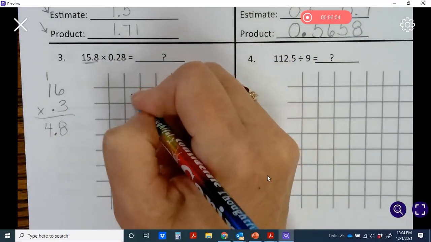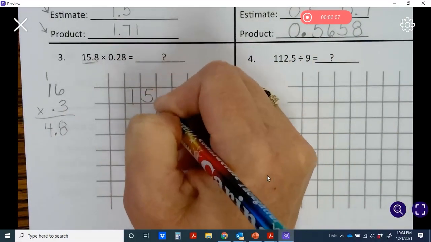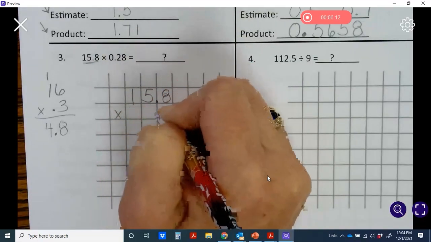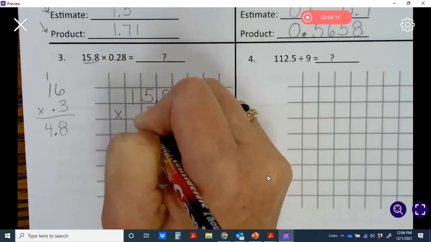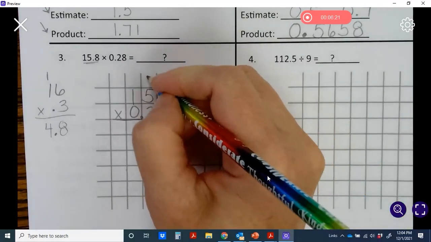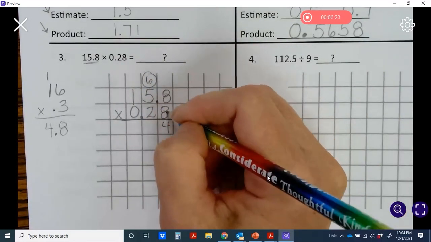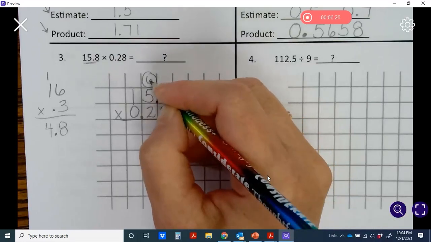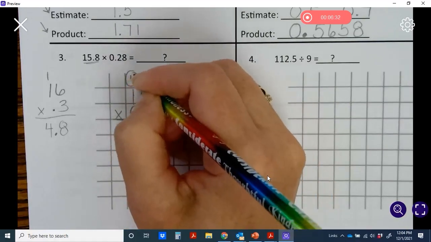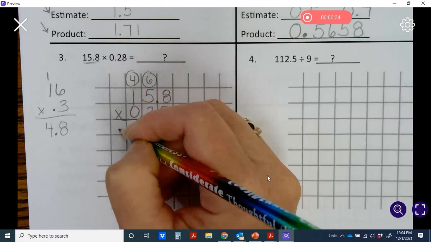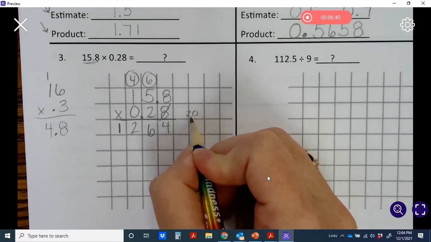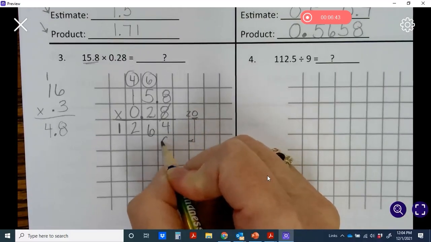All right, so we have 15.8 times 0.28, so 158. Now remember, in multiplication, you do not have to line up the decimal points. Okay, 8 times 8 is 64. 8 times 5 is 40, plus 6 is 46. 8 times 1 is 8, 9, 10, 11, 12. And we have 1 there. Okay, we're done multiplying by the 8. The 2 is in the tenths place, so that'd be 20 hundredths. So we have this 0 as a placeholder.